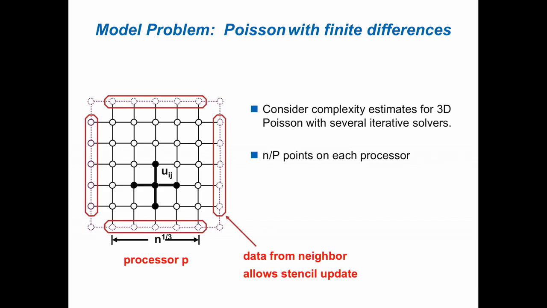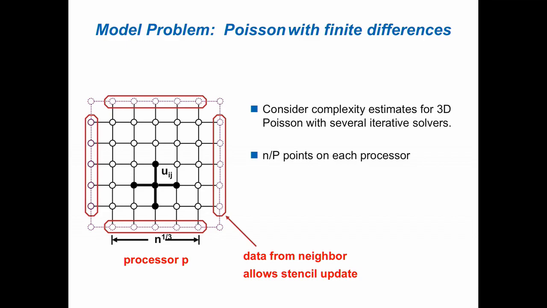So we're going to have n over p points on each processor. We're going to assume everything's perfectly load balanced. And then we have to exchange data with each of our neighbors. So there'll be 6 neighbors. In this picture, oh, that's a bad picture. It should be n over p to the 1/3 because I have n over p values on this processor.